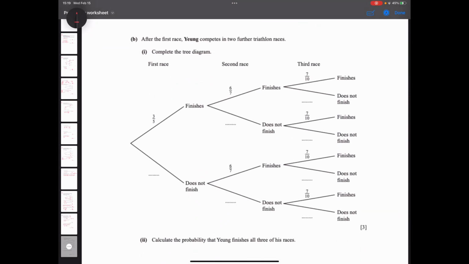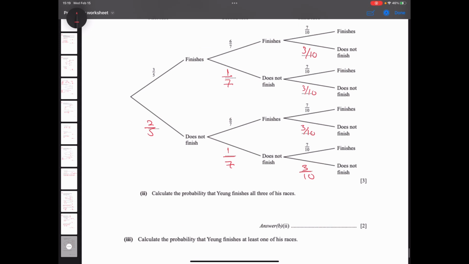Let's complete this tree diagram. So 3/5, that's going to give me 2/5 here. 6/7, that's 1/7. 6/7, that's 1/7. That's 3/10 each time. Calculate the probability that Young finishes all three of the races. So 3/5 times 6/7 times 7/10. That's 350 total, and 3 times 6 times 7, 126.